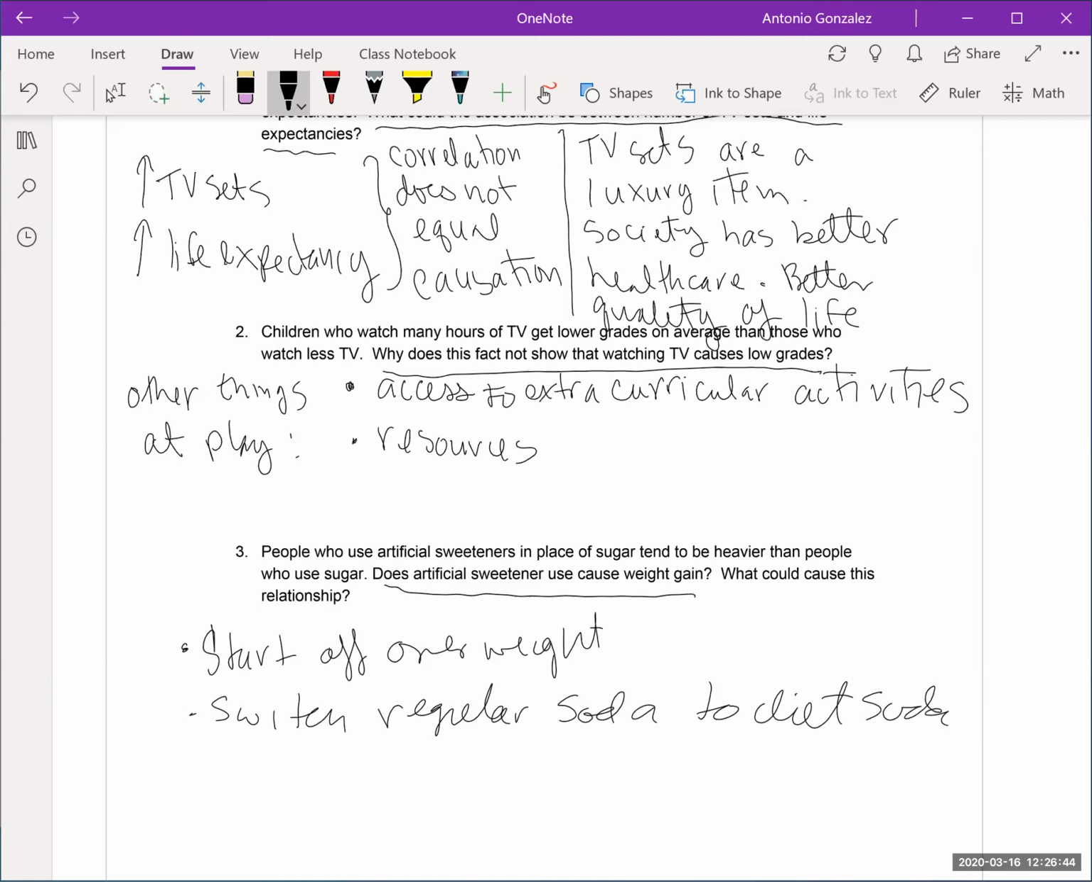Now, in this case, eventually I just dropped off soda, but that might be another thing we can look at, that it's a confounding variable, right? That maybe the sweetener wasn't the cause of it, but the fact that you were overweight kind of led you to think, okay, maybe I need to make some lifestyle changes. And one of those might be to switch from regular sugar to some kind of artificial sweetener. Right.